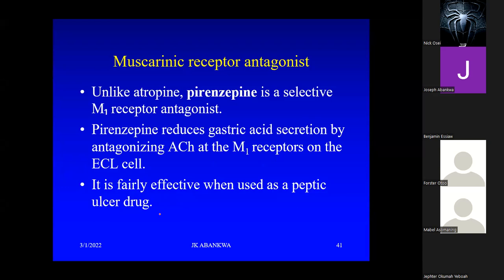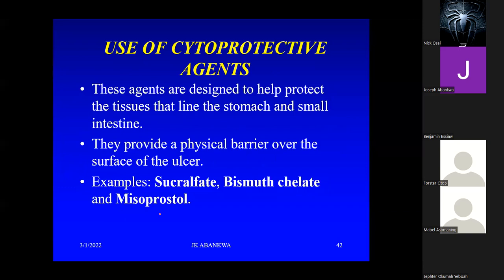So that's for pirenzepine. Now let's talk about the cytoprotective agents. These agents are designed to protect the tissues that line the stomach and small intestine. So here, what they do is provide a physical barrier over the surface of the ulcer. So for the acid to even touch the cell, they act as a physical barrier to protect the tissues of the stomach.